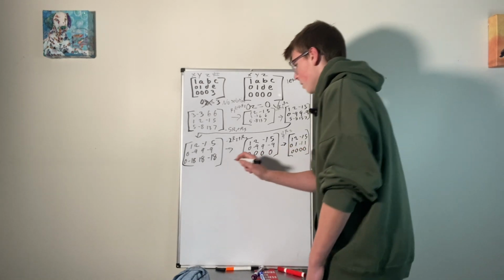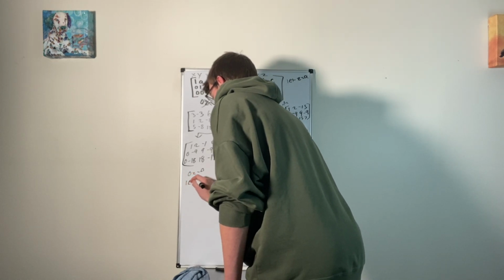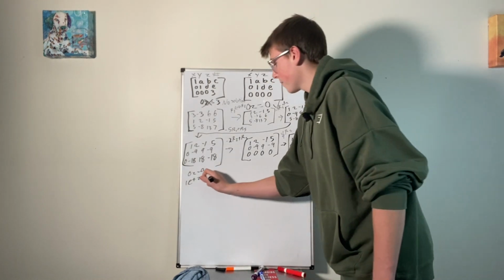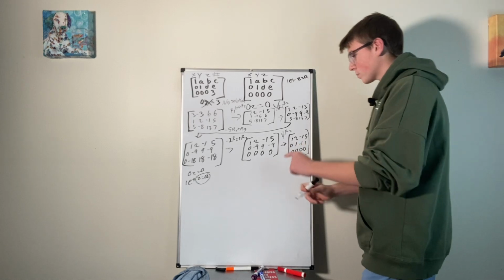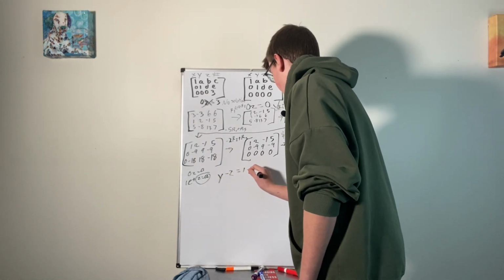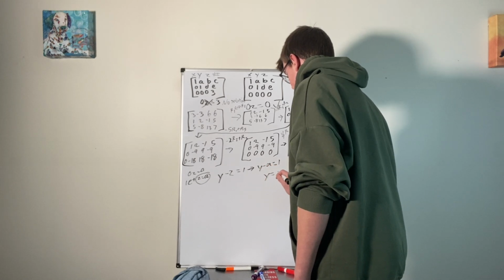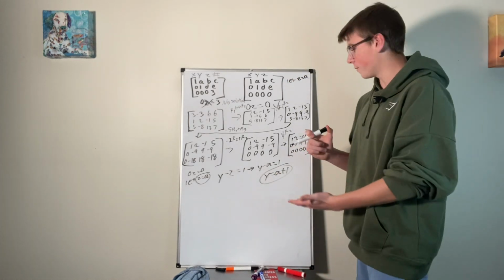So 0z equals 0. So let z equal a. Right? So we have our first term: z equals a. Now we plug it in. This will be y minus z equals 1. So y minus a equals 1, and then y equals a plus 1. Right? So now we solve for x.